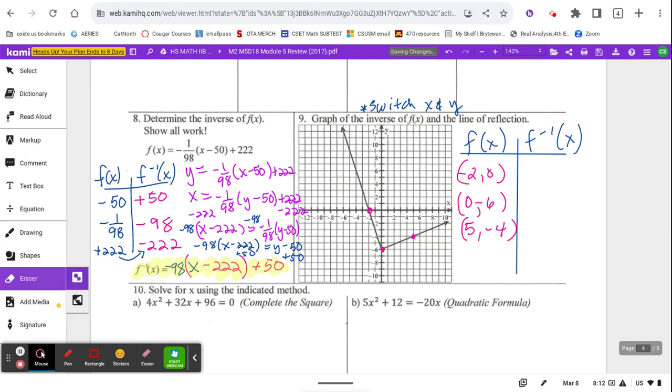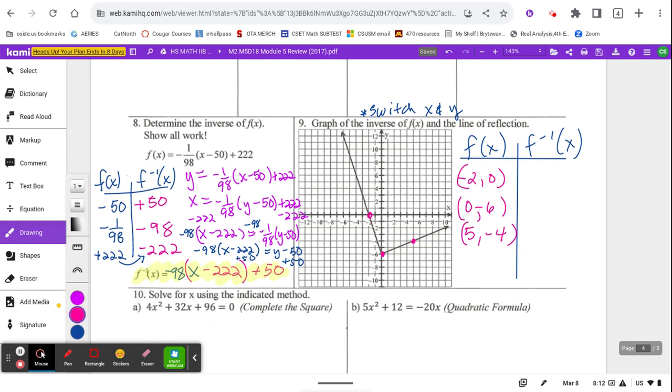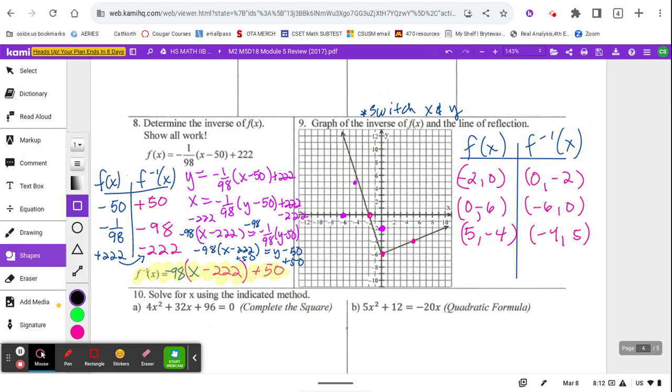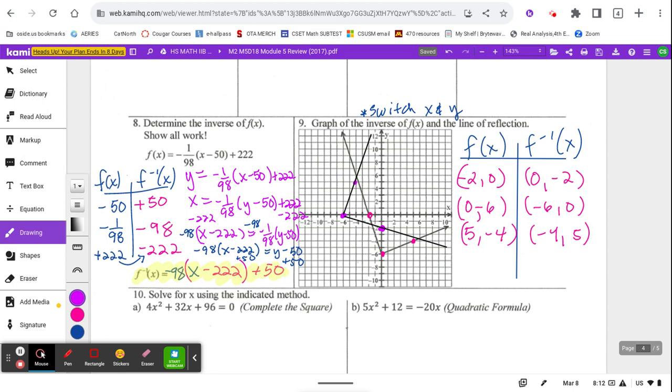And then I just take those points and flip those points, definition of inverse, switch x and y. So this becomes 0, negative 2. Notice the signs do not change. Signs stay the same, x and y just switch. So I'm going to put a dot at 0, negative 2, negative 6, 0, and then negative 4, 5. And then you just connect those. Make sure to put the arrows to infinity.